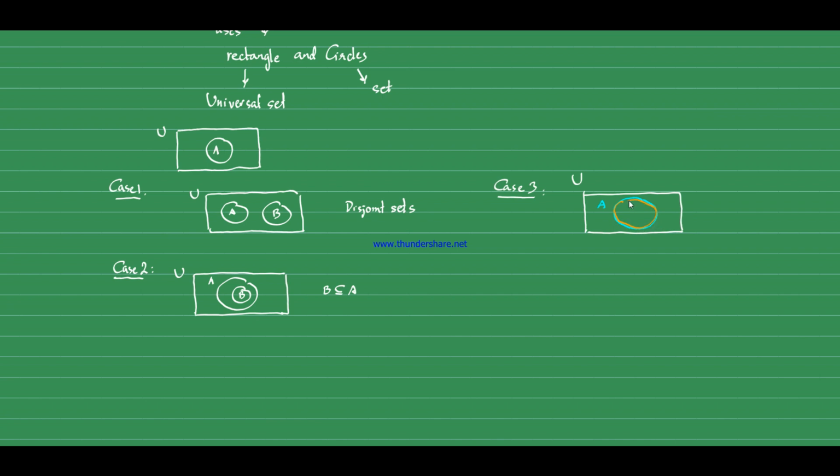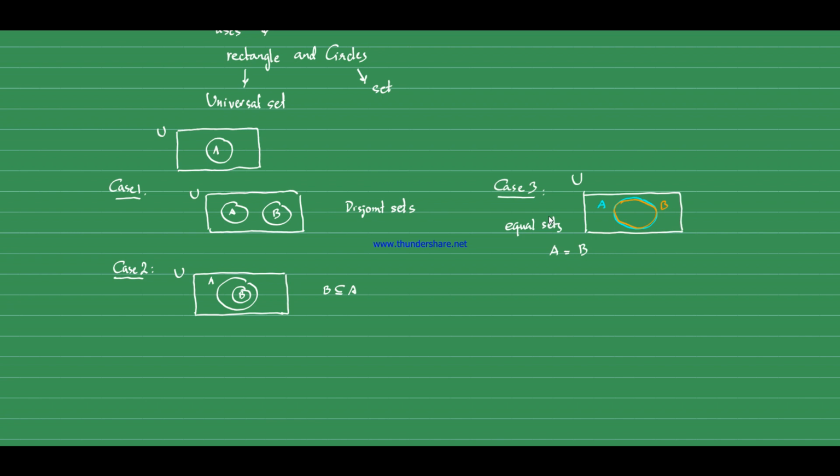Okay, it's the same as set A. It's in orange. So these two sets are equal to each other. The set A over here is equal to set B, and both of them are subsets of a universal set. Equal set. So this is an equal set. That's the third case you may see.